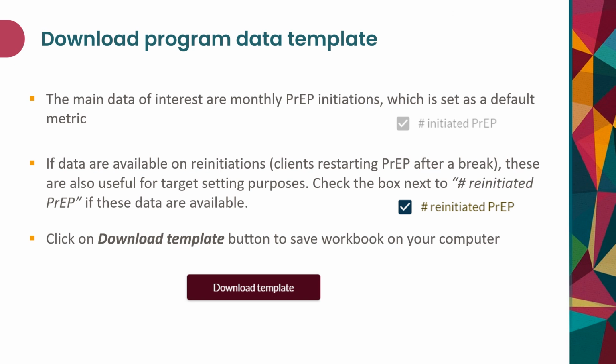If the box is not checked, PrepIt will assume a pattern for reinitiations based on analysis of data from other programs. If the box is checked but no data are entered, the tool will assume that no reinitiations occurred. Once you've saved the date and selected whether reinitiation data will be entered or not, click on the Download Template button and save the workbook to your computer.